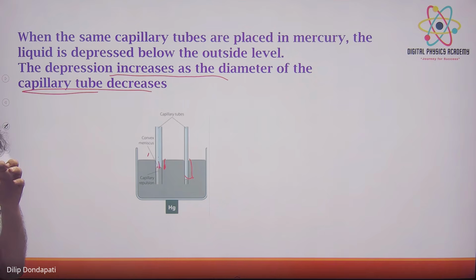Now that height we are calculating, कितना rise और fall हुआ, उसका फॉर्मूला रन किया तो कैपिलरी का खत्म हो जाएगा.